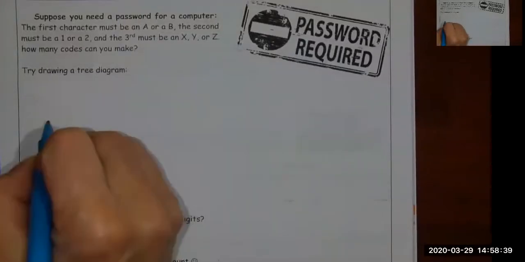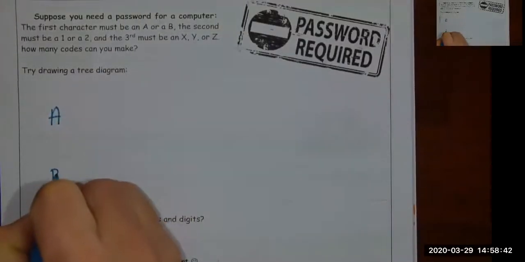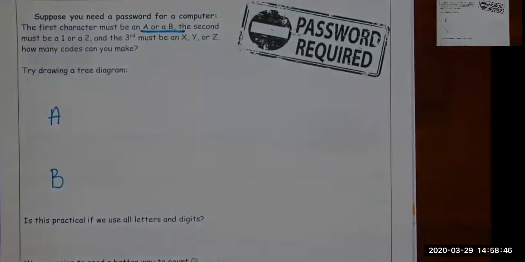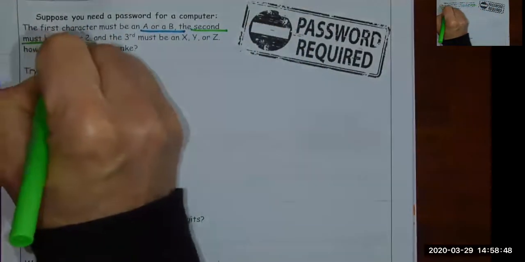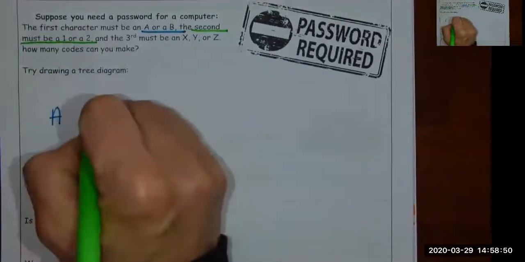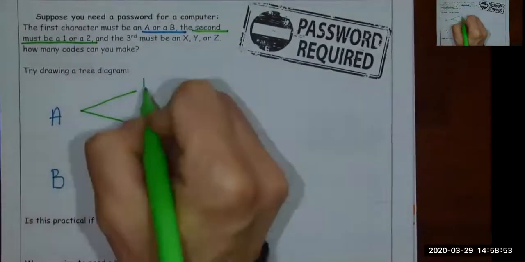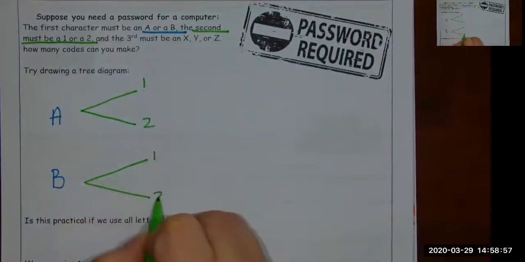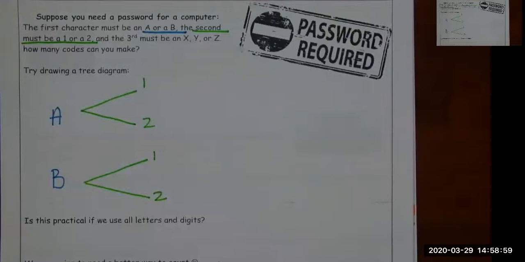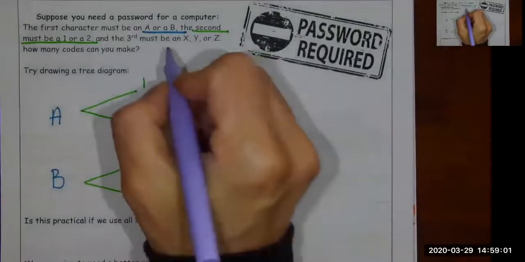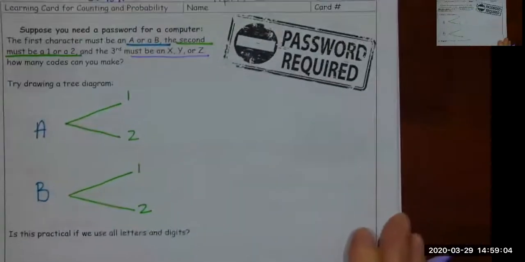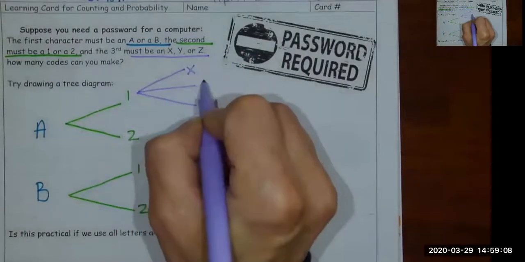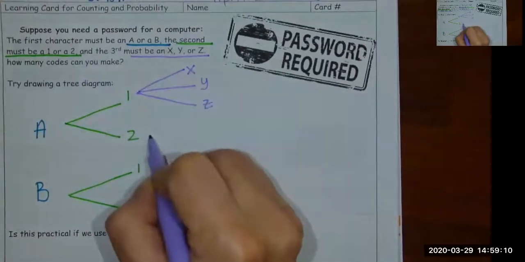So the first character is A or B. That's the restriction on my password. The second must be a 1 or a 2. So I can pick my first one, then a 1 or a 2. And then the third must be X, Y, or Z.